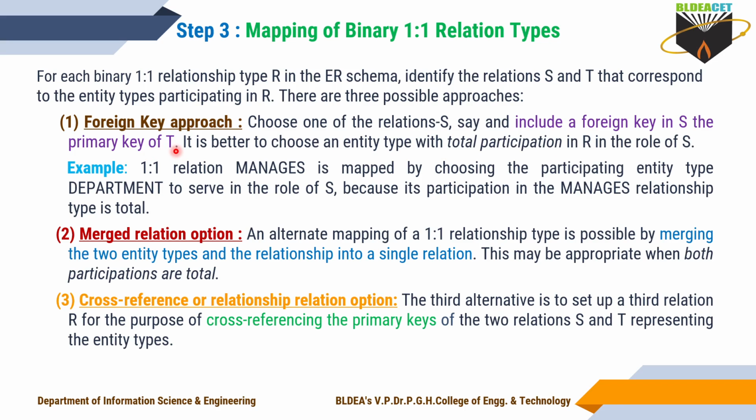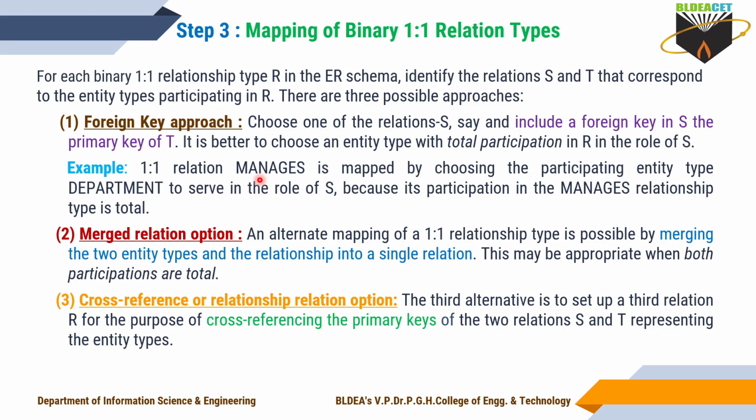In the 1:1 case, S is one entity type and T is also one entity type. In the relational data model, S is one relation and T is also one relation. So you take the primary key of one relation as a foreign key in the other relation. Such an approach we call the foreign key approach. Here is the example.